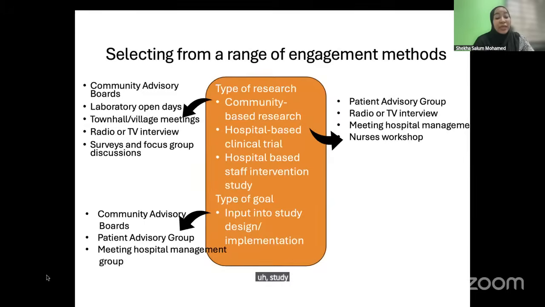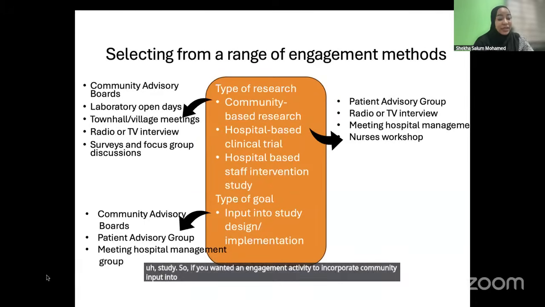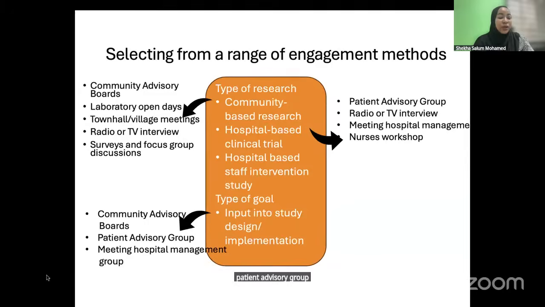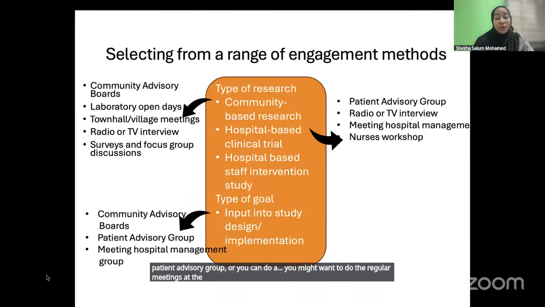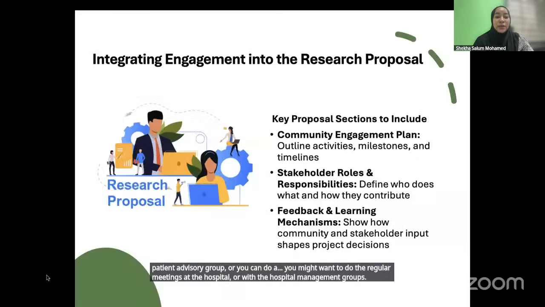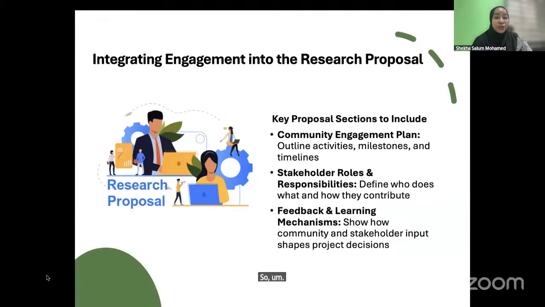If you want an engagement activity to incorporate community input into the study design or implementation, you might want to draw on a community advisory board again, or a patient advisory group, or you might want to do regular meetings at the hospital or with the hospital management groups. So it changes really with how your type of research is shaped.